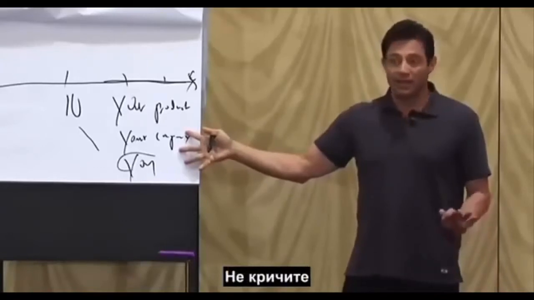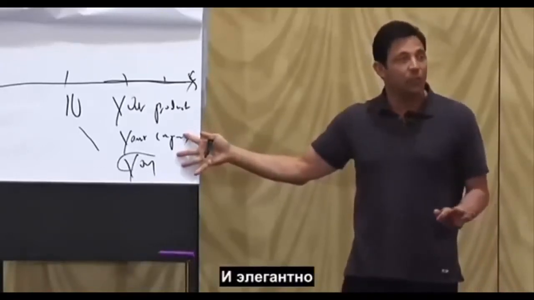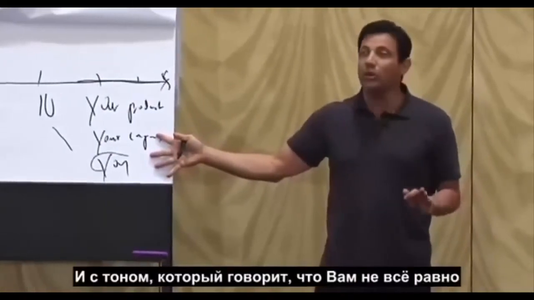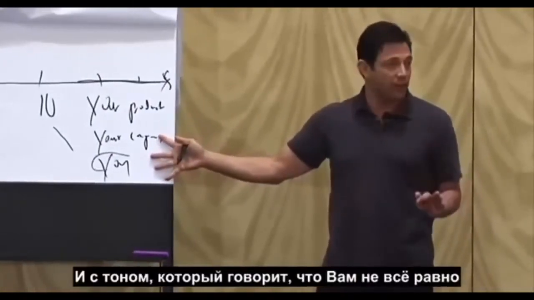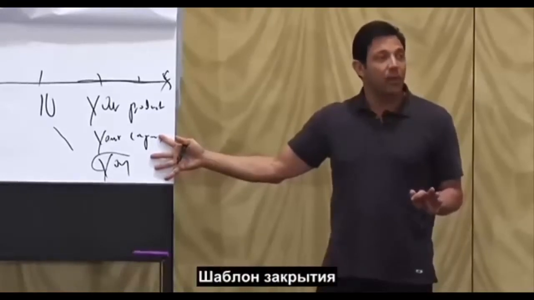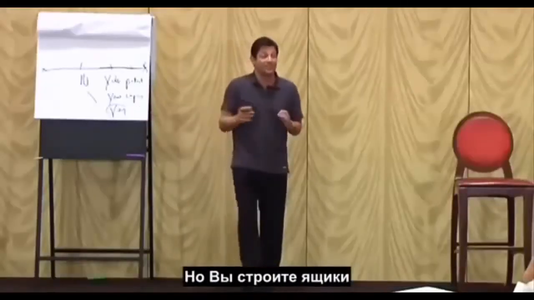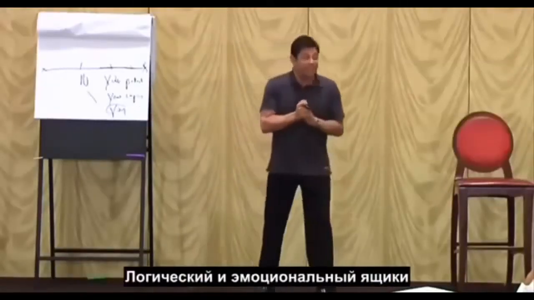Calmly. Not like, ask for the order. It's ask for the order. Calmly and elegantly, with compassion and a tone that says that you care. That's a pattern, a closing pattern. Now, usually they don't close in the first pattern, but what's happening is a box is forming. It's a logic box and an emotion box.